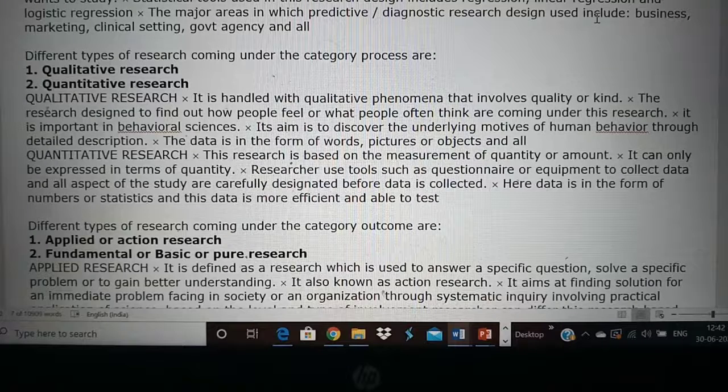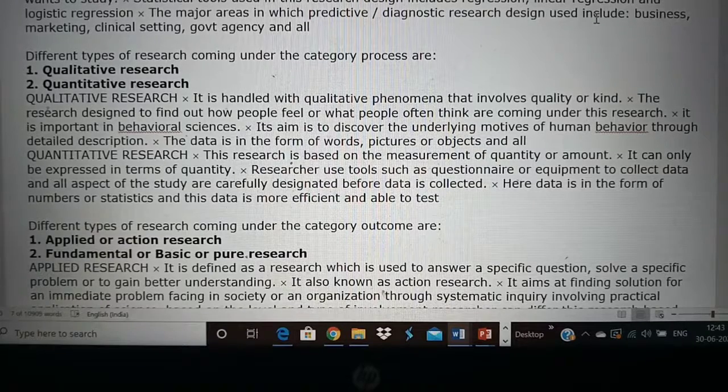Whereas quantitative research is mainly the measurement of quantity or amount. So this is mainly numbers. For example, when you collect data about the income level of a person, it is in numbers. In the same way, the age of the person is in the form of numbers. This kind of data is quantitative. So you can measure the data that is collected in this type of research. So this is the type of process.